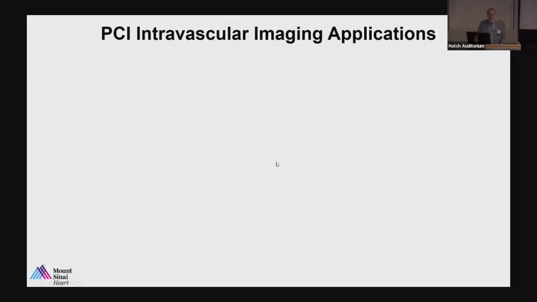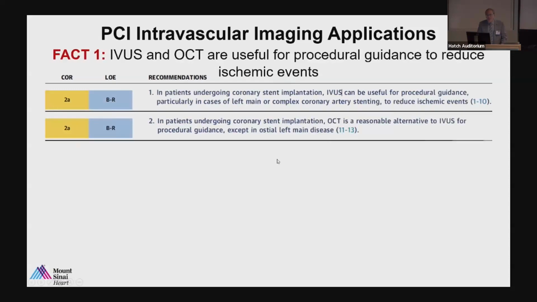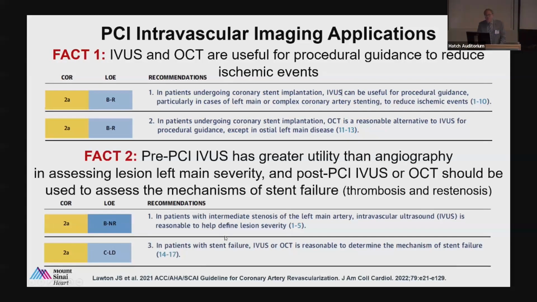Now let's look at PCI intravascular imaging applications as practiced today. So fact one, intravascular ultrasound and optical coherence tomography are useful for procedural guidance to reduce ischemic events. And I'll show you this data. They're currently class 2A in the guidelines, and hopefully they'll move to class 1 in the guidelines with new data that was just presented at the European Society of Cardiology meeting. In addition, pre-PCI intravascular ultrasound has greater utility than angiography in assessing left main severity, and post-PCI IVUS or OCT should be used to assess the mechanisms of stent failure, and again, class 2A in the guidelines.